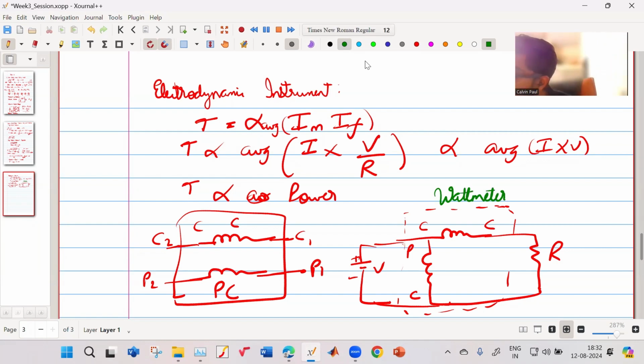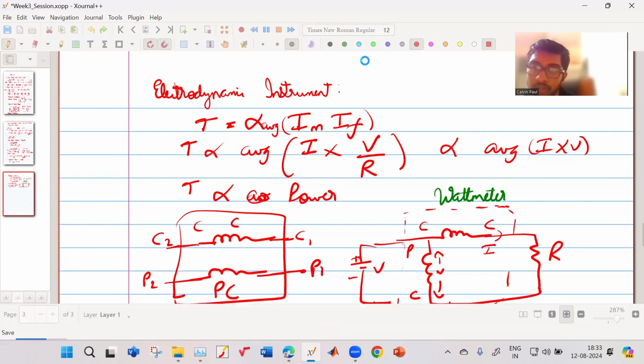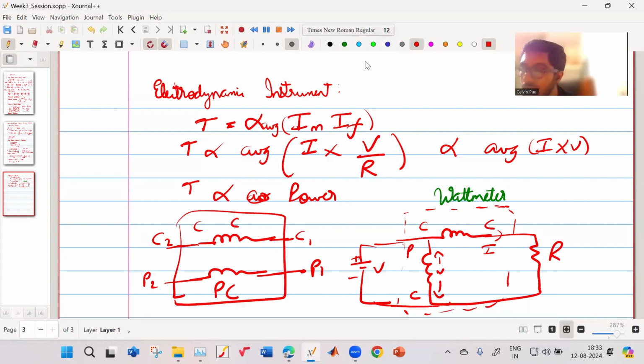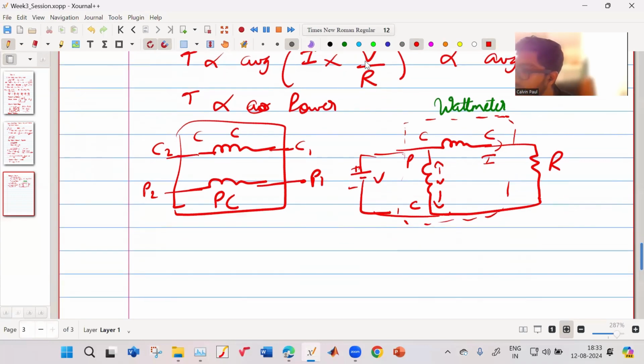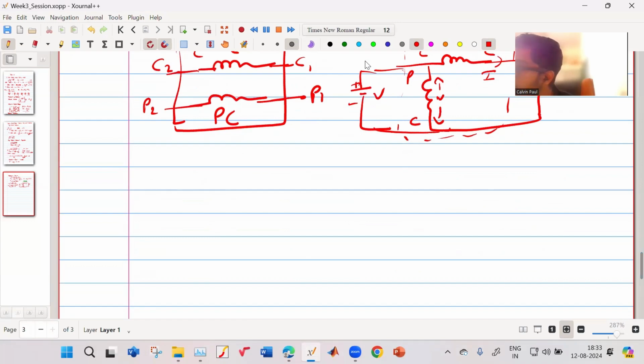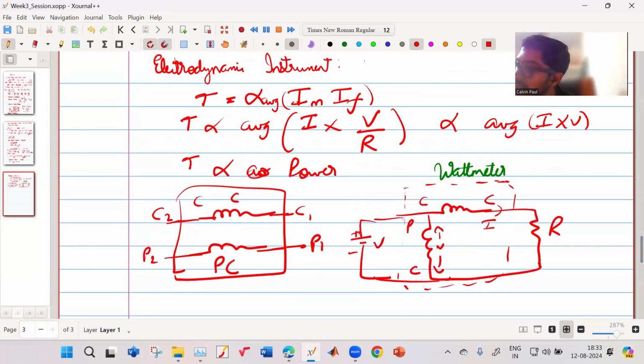Okay, so it will carry the current and this will have a proportional voltage. So there are errors, and that's why we have to compensate the wattmeter. All these things are there. We will look into it by solving some sums. So till now, does anyone have any doubts, any queries?